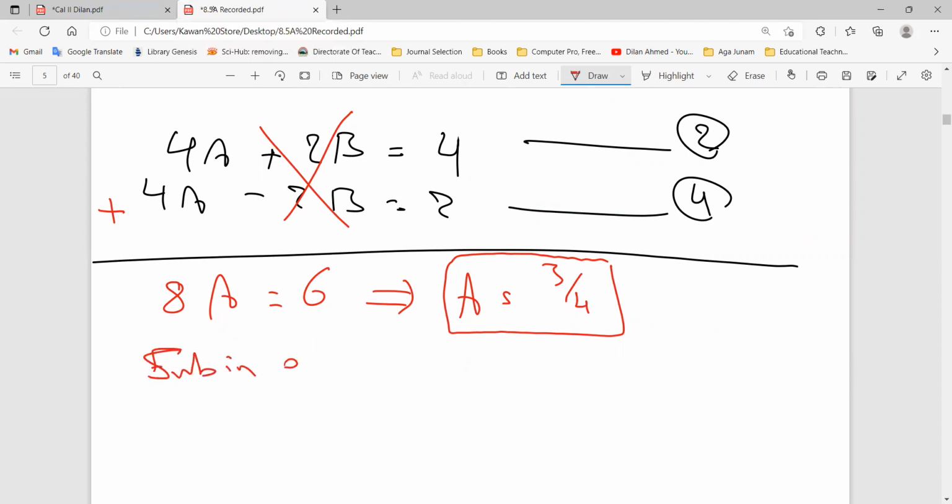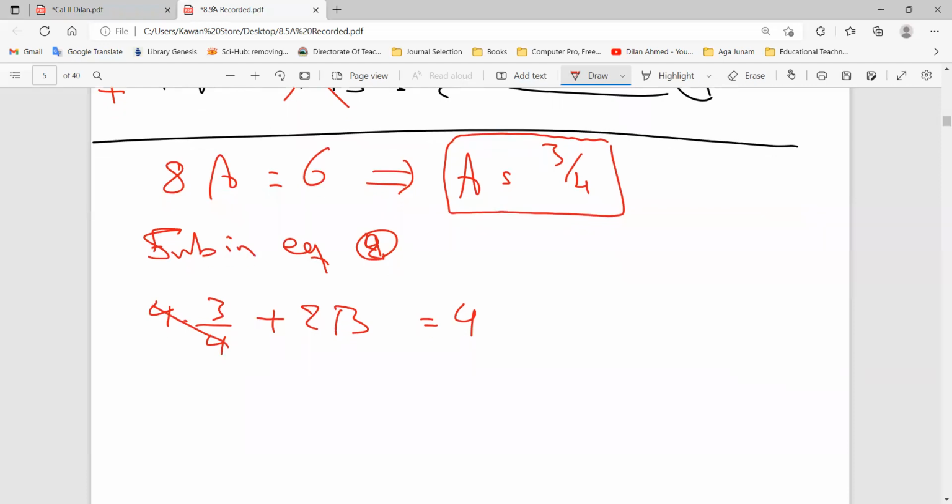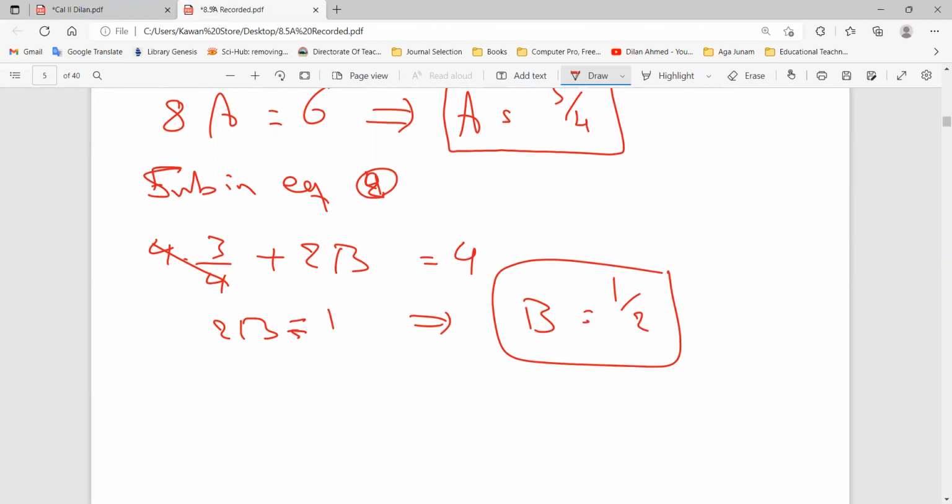Substitute in an equation. Which one is easier? Second or fourth, up to you. Second. So we get 4 multiplied by 3 over 4, plus 2B equal to 4. So 2B is not equal to 4, it is equal to 1. And B is 1 over 2, here we are.